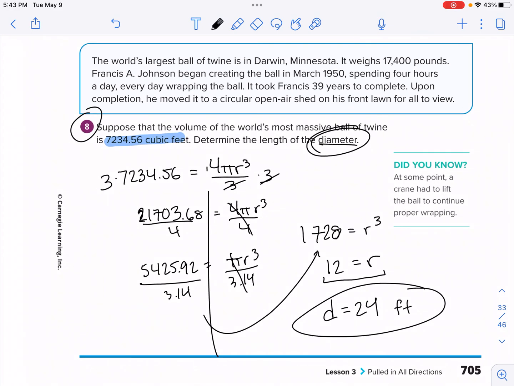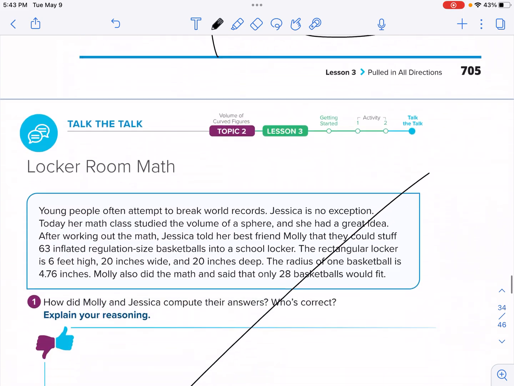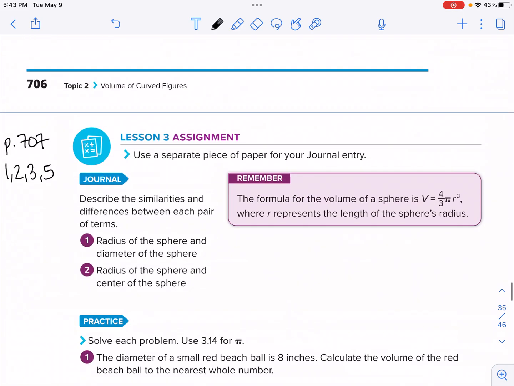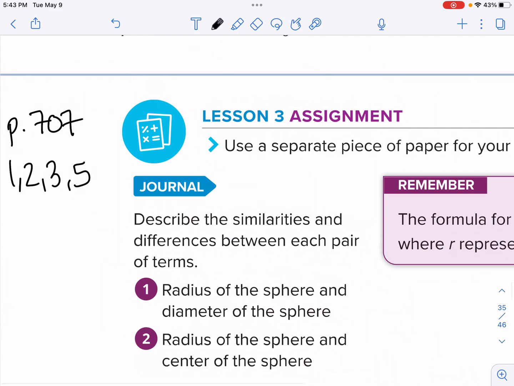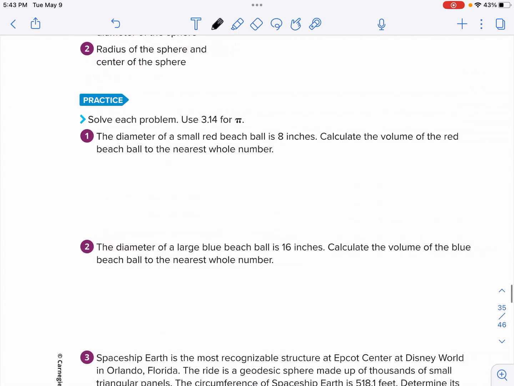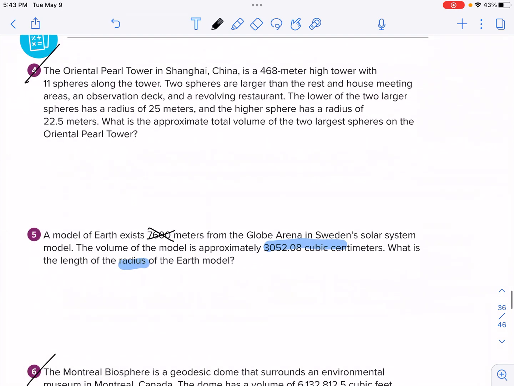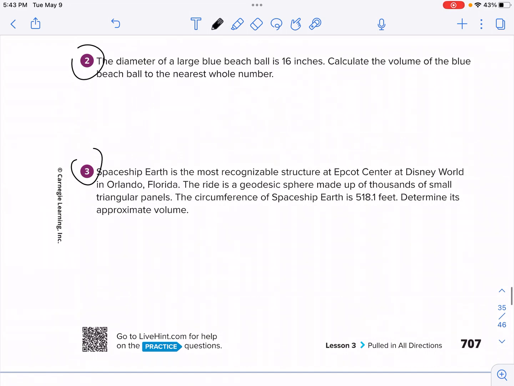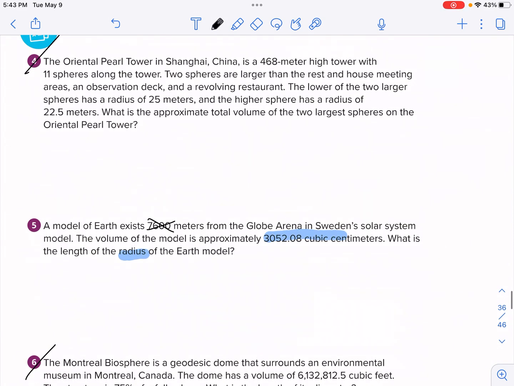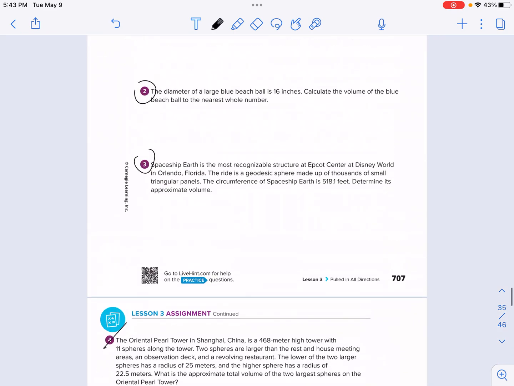On our assignment on 707, we're doing the numbers 1, 2, 3, and then 5. So 1, 2, 3 on the front side. Actually, you know what? Yeah, and then 5 on the back side. Just want to talk about number 3 though.